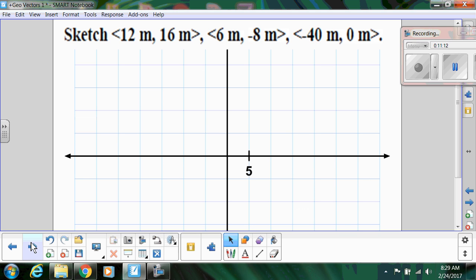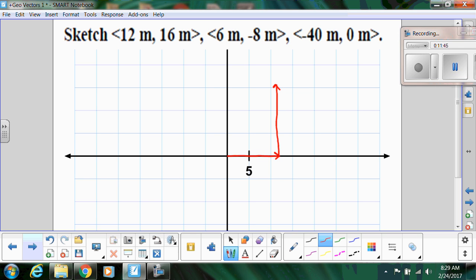All right, so now we're going to do the other way of sketching a vector, and that's with those horizontal and vertical components. So it's almost like we're going backwards of what we were just doing. If we do 12 meters horizontally, so that would be a little bit past 10, so that would be 12 horizontally, and then 16 meters vertically, so that's a little bit past 15.